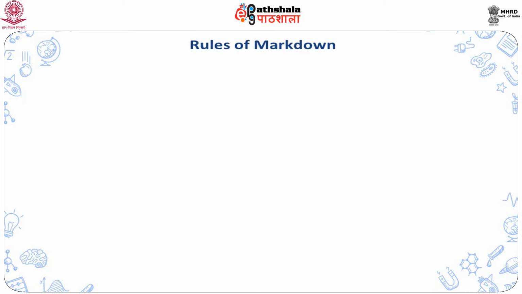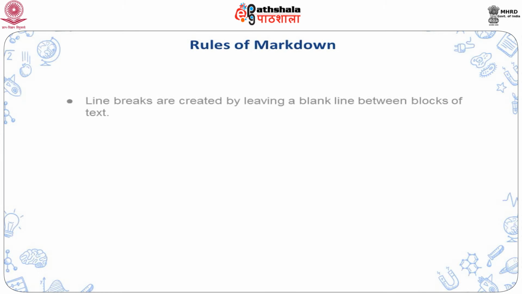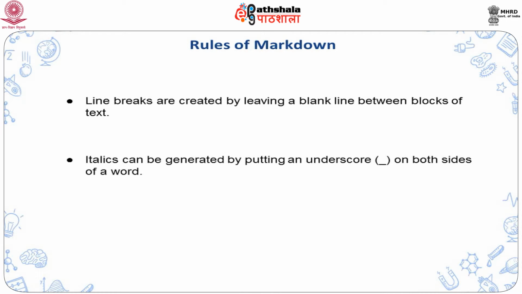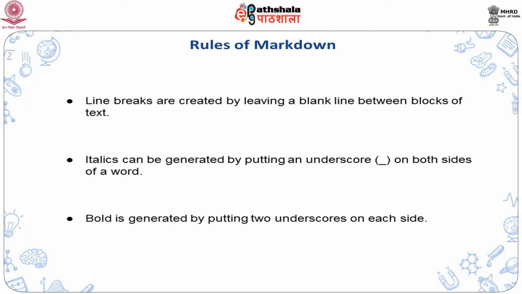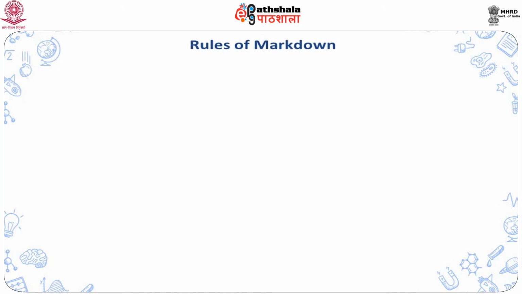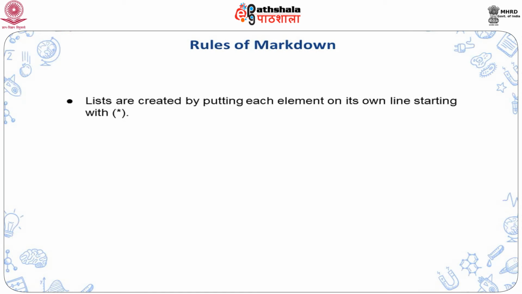So here are some rules of Markdown. Line breaks are created by leaving a blank line between blocks of text. Italics can be generated by putting an underscore on both sides of a word. Bold is generated by putting 2 underscores on each side. Lists are created by putting each element on its own line starting with a star. So these are basically some of the rules of Markdown we memorize.